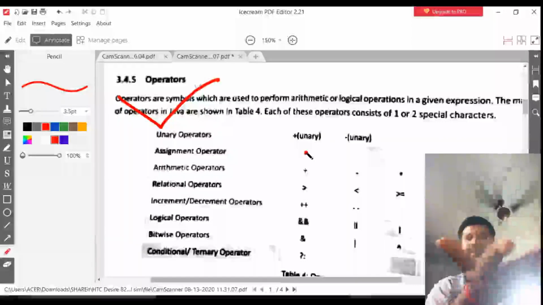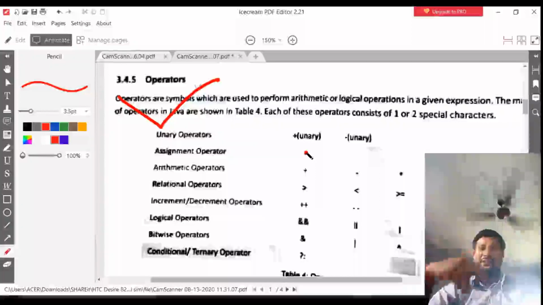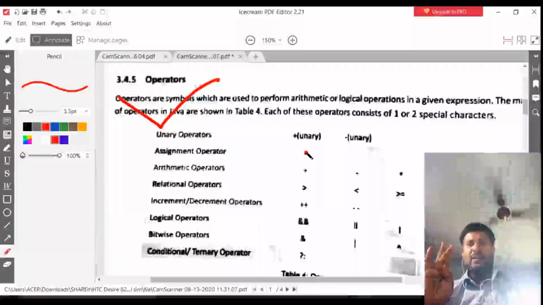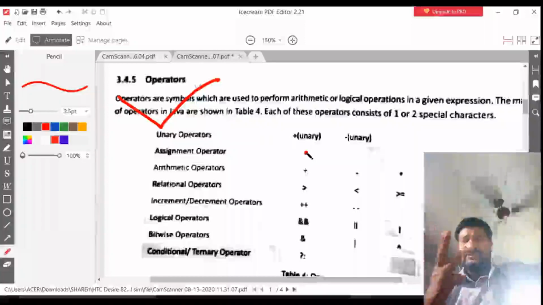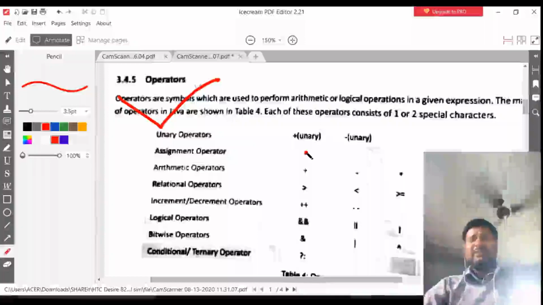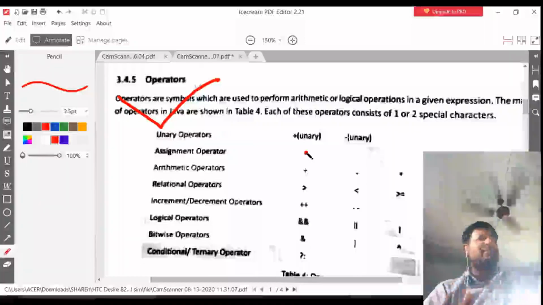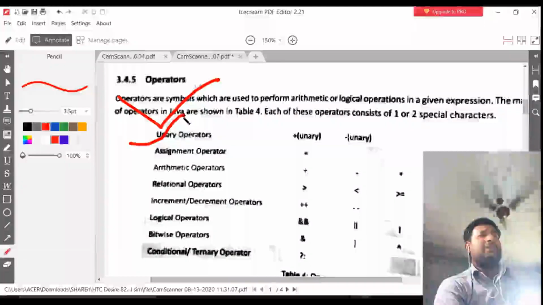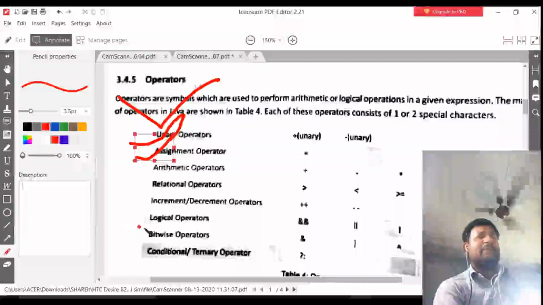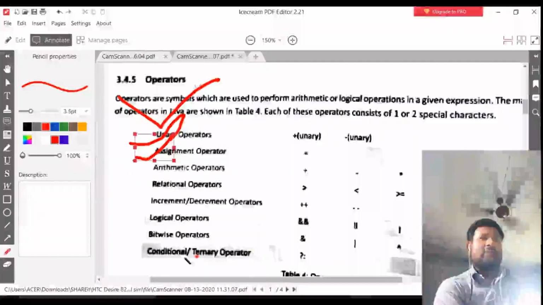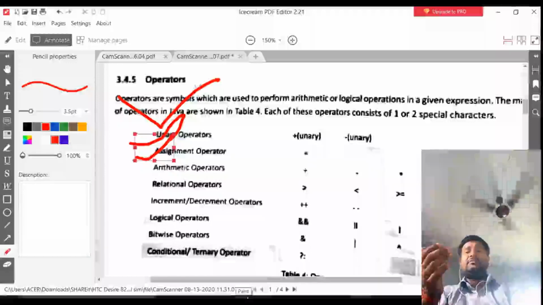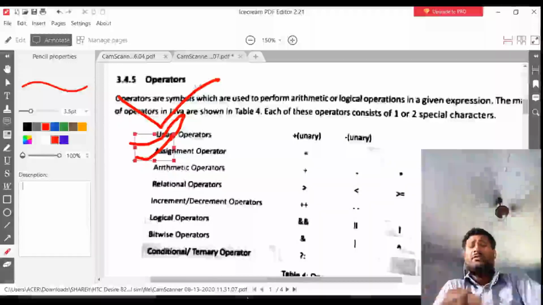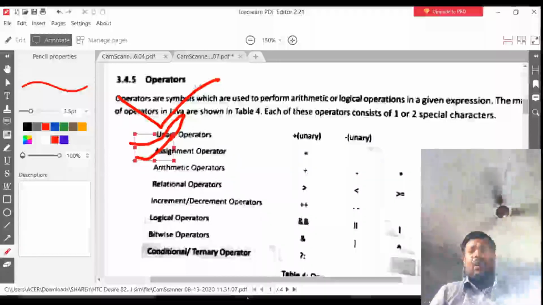If I discuss how many types of operators there are, basically there are 3 types: unary operator, binary operator, and ternary operator. These are the main 3 types, but if I mix these, you get many types of operators like unary, assignment, arithmetic, relational, increment, decrement, logical operator, bitwise operator, and conditional or ternary operator. What is the unary operator? Unary operator means it works on a single operand.